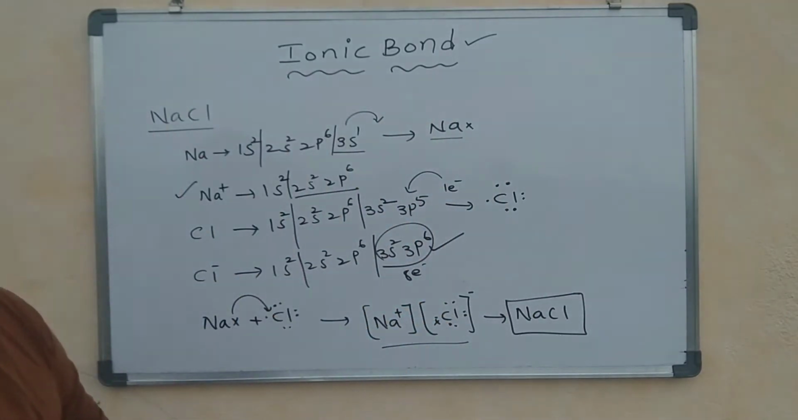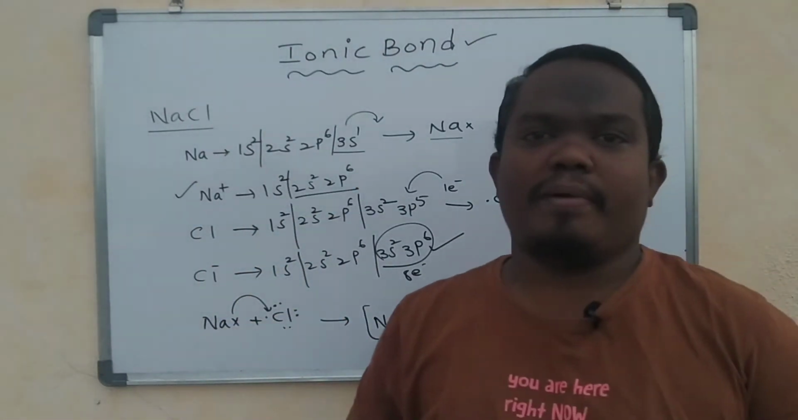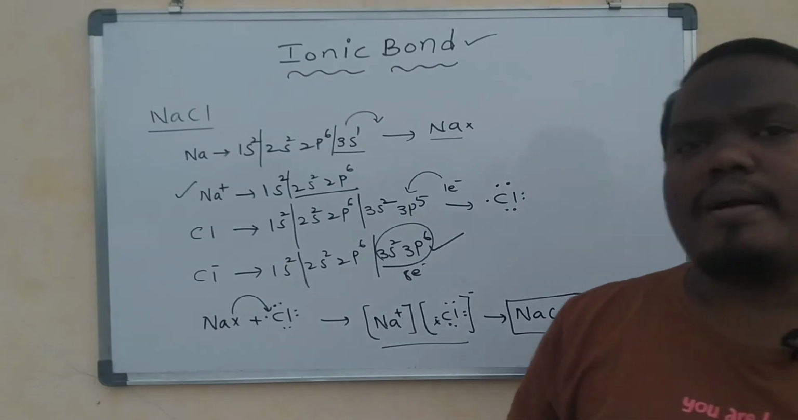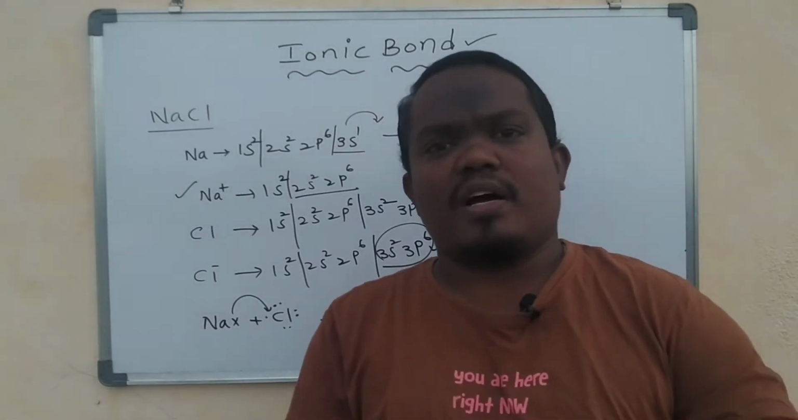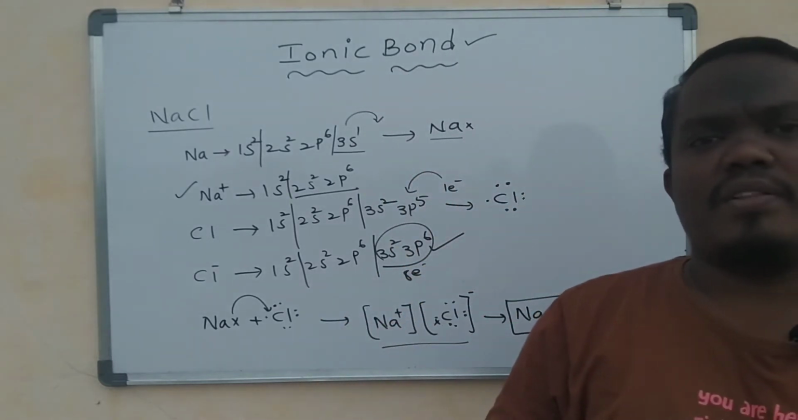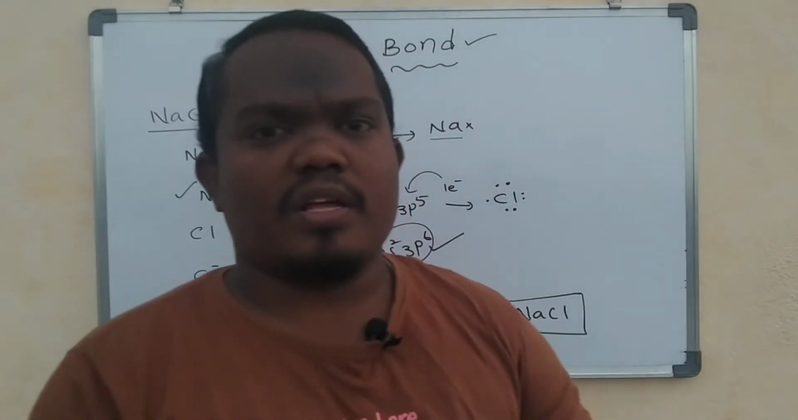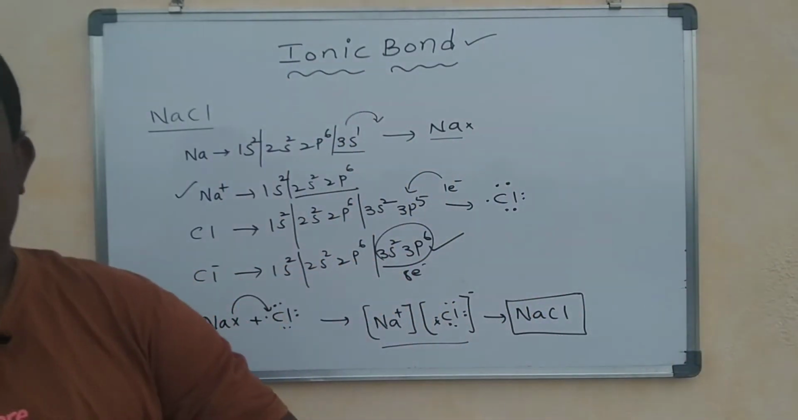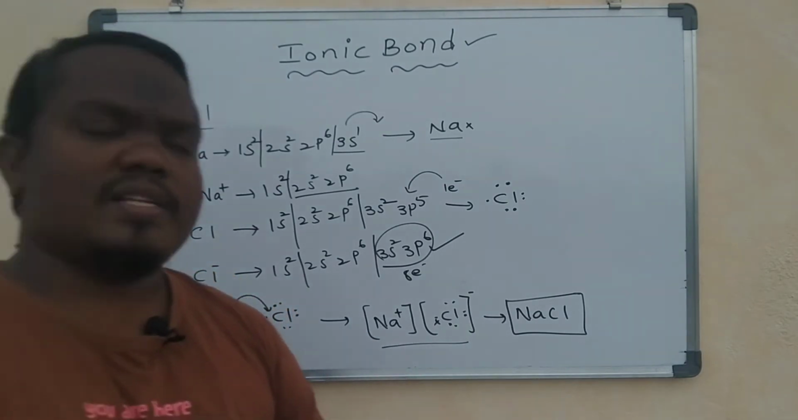Once again I am going to define the ionic bond here. The ionic bond is formed between metal and non-metal atoms. Here one metal atom transfers electrons to the non-metal atom. Otherwise we can define it like this: the electrostatic force of attraction between two oppositely charged particles is also known as an ionic bond.